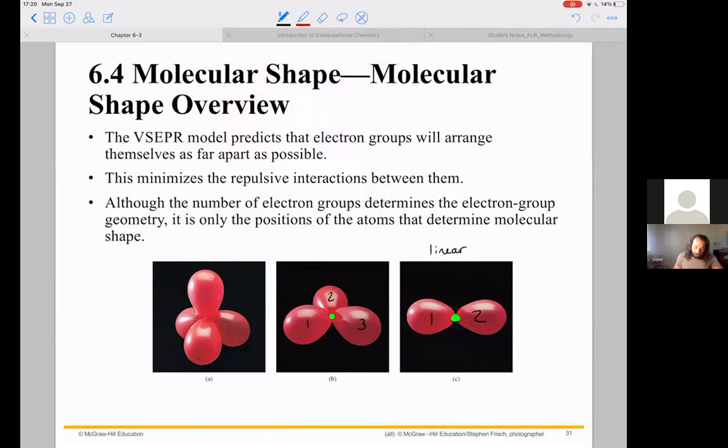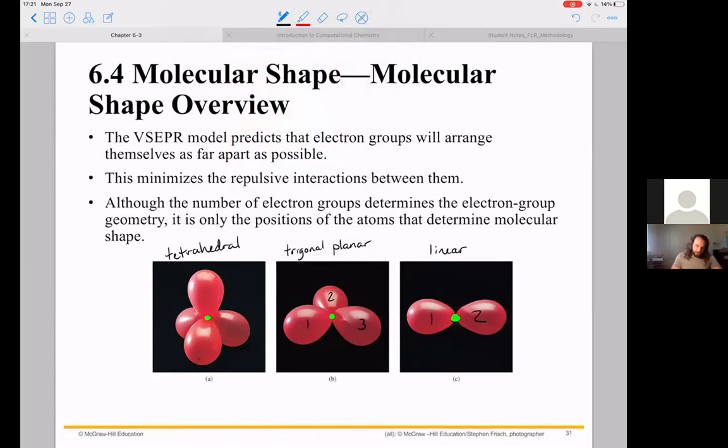When we have 3 of them, they're again going to orient themselves so that they're as far away as possible. The way that they do this is what's called a trigonal planar shape. They all sit in the same plane, flat, making up the 3 corners of a triangle. And then when we have 4, they separate out into a structure that's called tetrahedral.